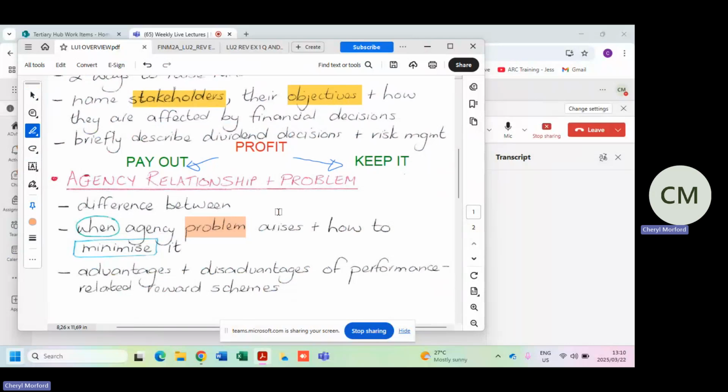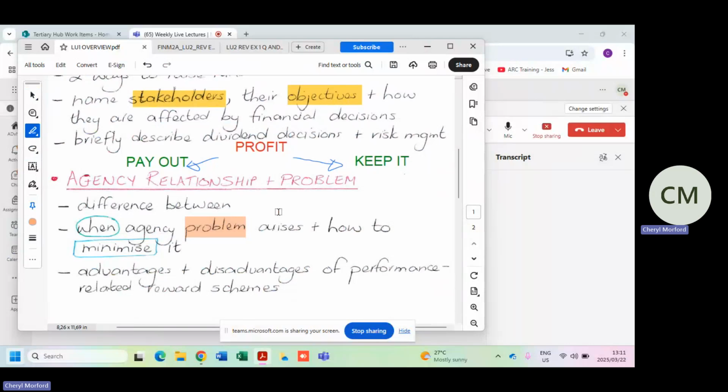So instead of making decisions based on maximizing shareholder wealth, which is what they should be doing, because that's the goal of financial management, perhaps they put themselves first and they make decisions that will increase their earnings. It will add to their power and prestige and reputation, etc. So there are lots of those that are explained in the book.